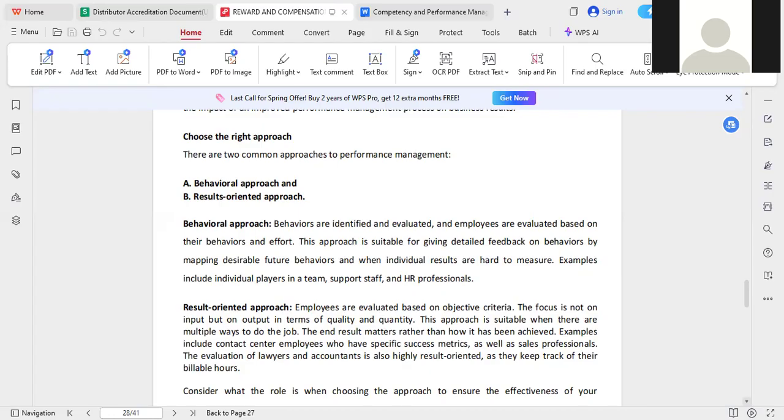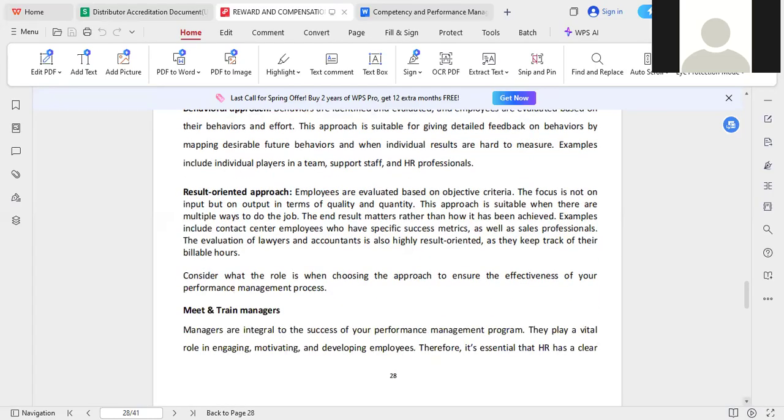So in a result-oriented approach, your focus is, of course, the outcome. But in behavioral, you want to get that thing to become a culture, a system, a way of doing things, right? So consider what the role is when choosing the approach to ensure the effectiveness of performance management.